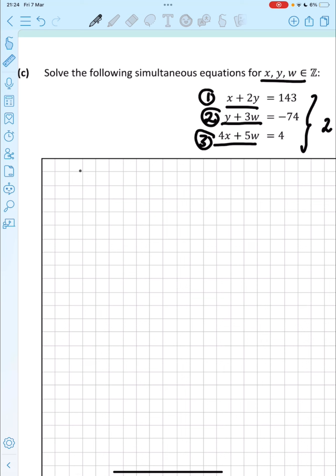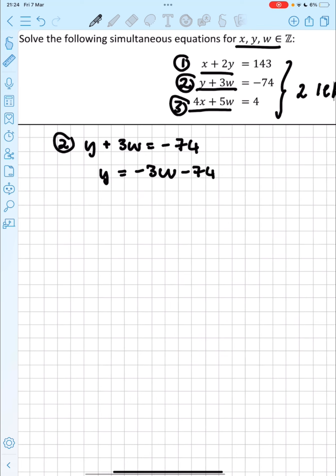For the other one, so for 2, I have y plus 3w is equal to minus 74. I want to write this so that I have y equals some amount of w's. So I'm going to move this 3w to the other side. So y is equal to minus 3w minus 74. Now I have y in terms of w.